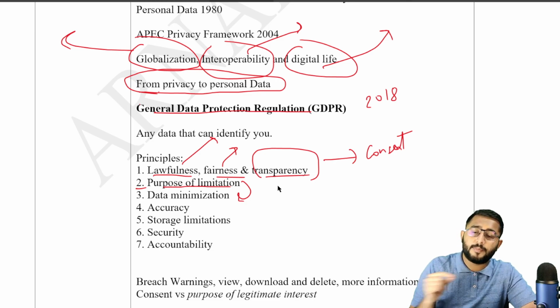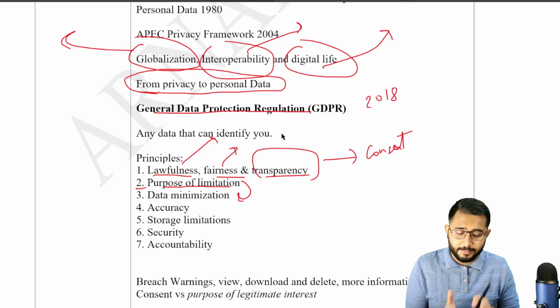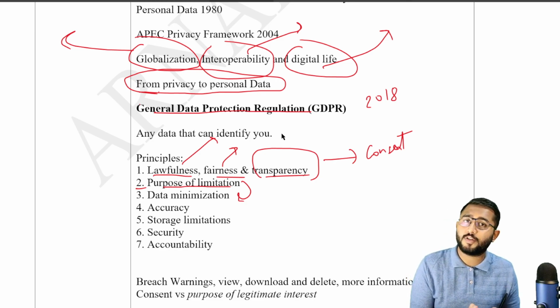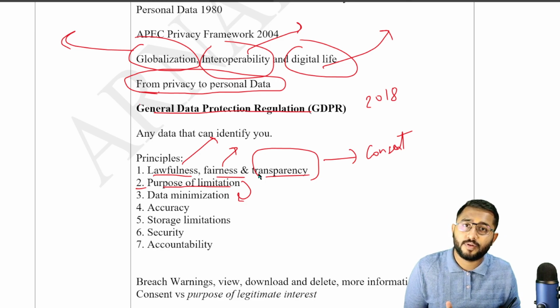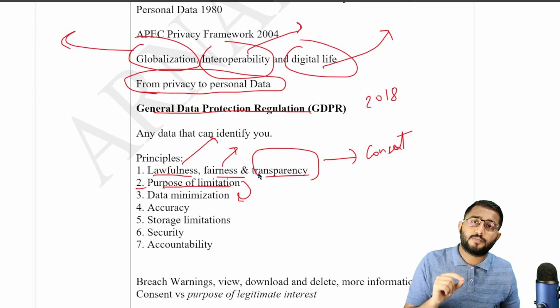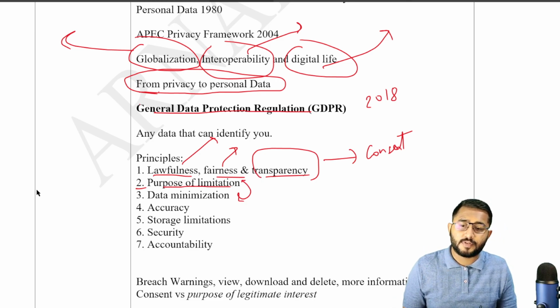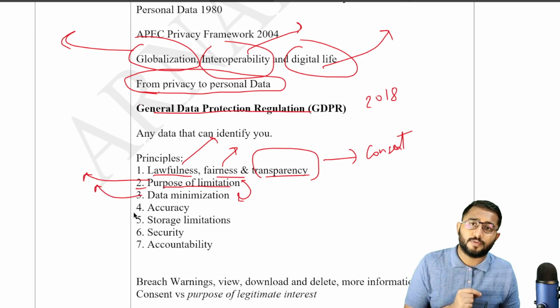So purpose limitation talks about how the data you've collected is limited to only the purpose that you've taken it for, and minimization talks about how there won't be any spillover. You take as minimum data as possible to achieve the purpose. The purpose should be achieved with as minimum data as possible, right?